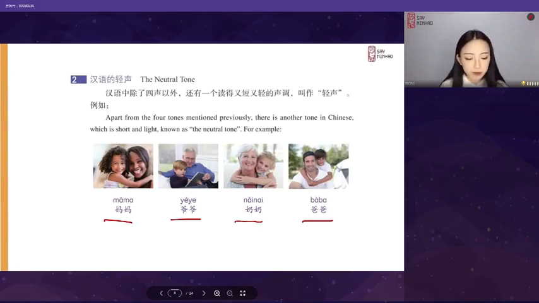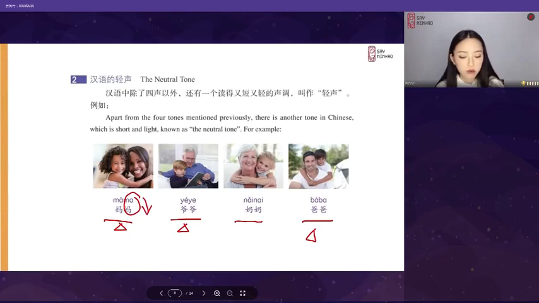Actually, when we are pronouncing the neutral tone, there is a rule for this. For the neutral tone after the first tone, second tone, and the fourth tone, we can see the pitch of the neutral tone is lower than the former one. For example, like 妈妈, the neutral tone 妈, the pitch is lower than the first 妈, right? Listen carefully, 妈妈. Lower. And next, 爷爷.